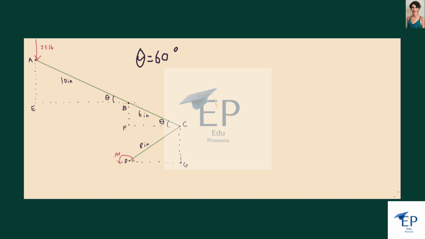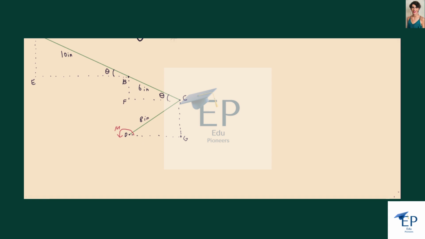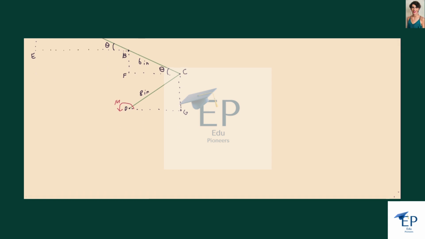First, we're going to solve for unknown lengths in this free body diagram. To start with, we're going to find the length BF, and that's going to be equal to 6 times the sine of 60, which is equal to 5.196 inches.